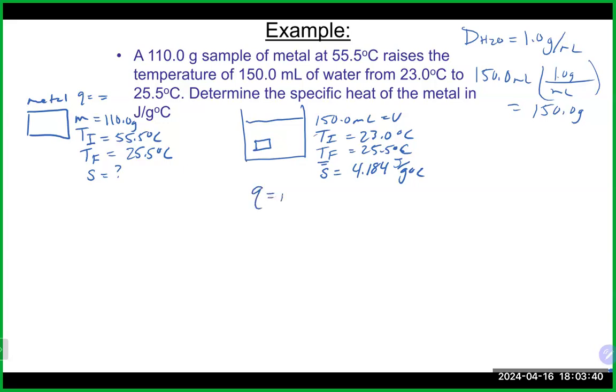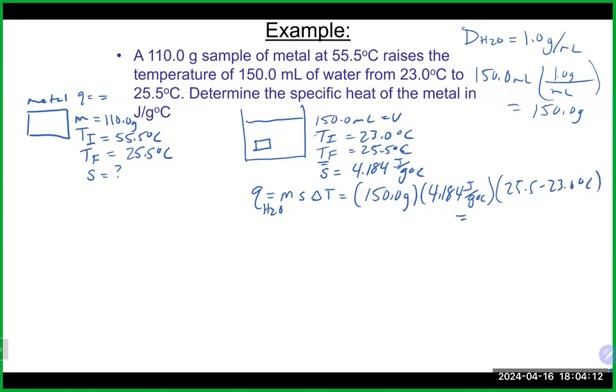Our Q is going to equal m s delta T for our water here. Our mass would be 150 grams. Our specific heat capacity, because it is liquid water, is 4.184. Also, a reminder that if you are not dealing with liquid water, you should not use that number. You should go find a specific heat of ice or steam, which is different than 4.184. Our final temperature here of our water, 25.5 minus 23 degrees Celsius. That is going to give us, in this particular case, 150 times 4.184 times 25.5 minus 23.